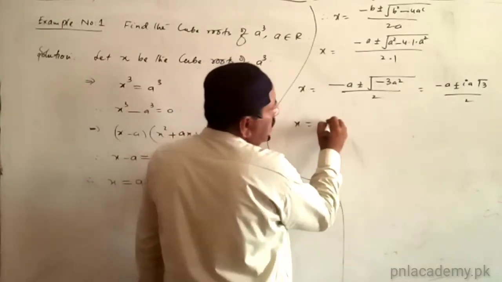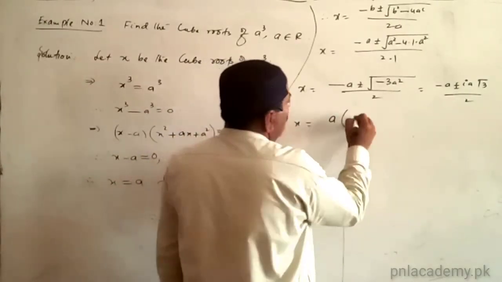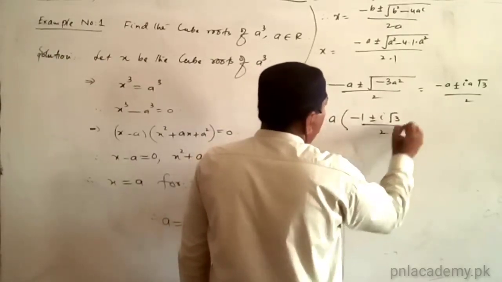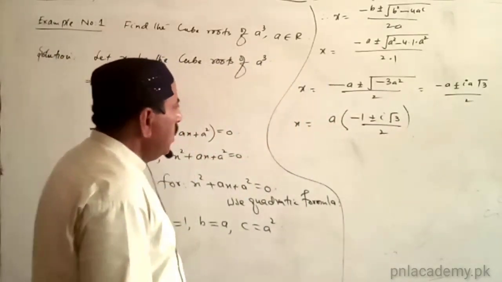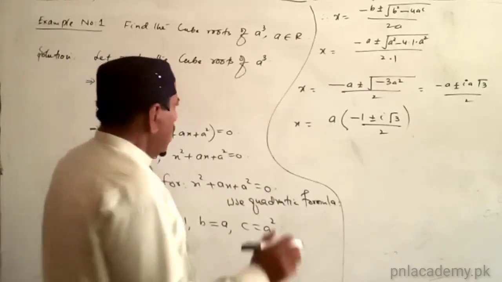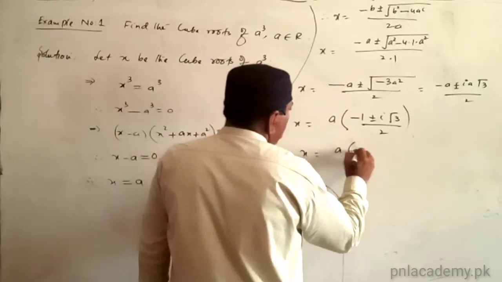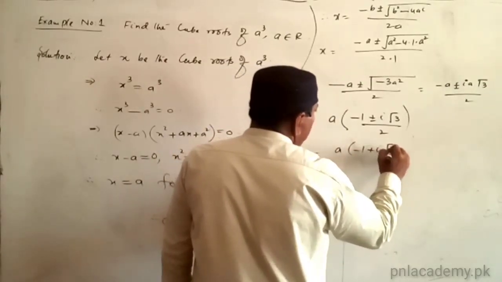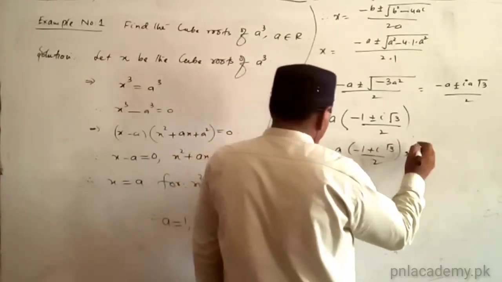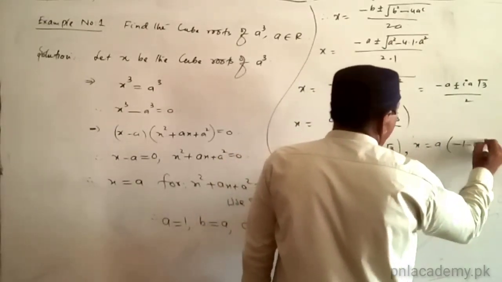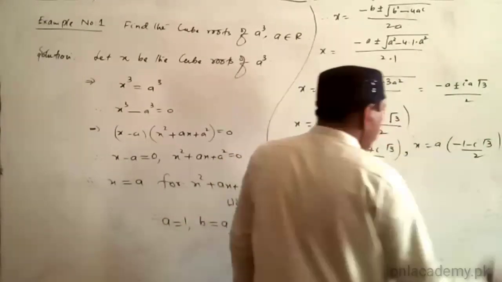The value of x is equal to a common, minus 1 plus or minus iota radical 3 upon 2. So x is equal to a times minus 1 plus or minus iota radical 3 upon 2.